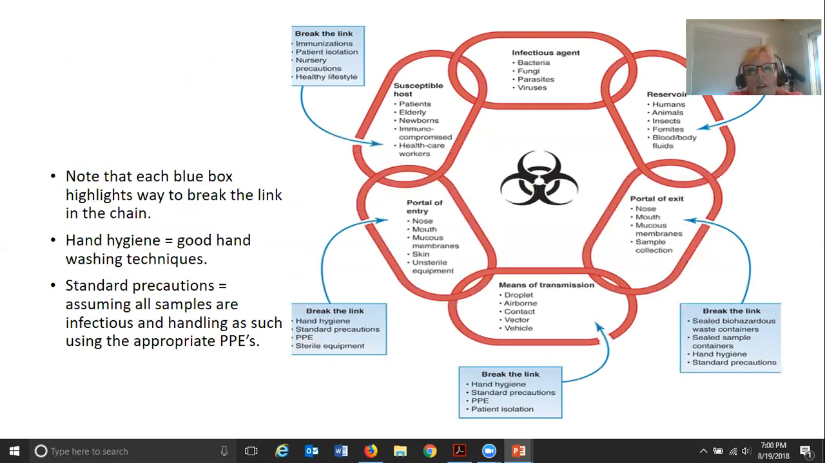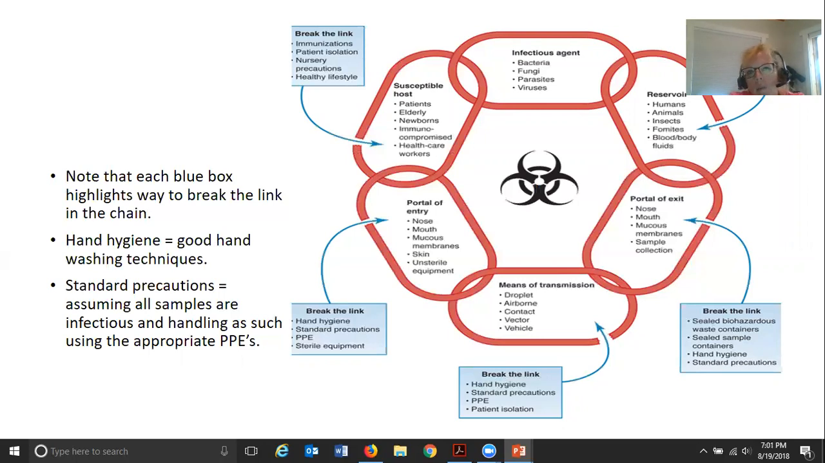When we talk about a susceptible host, patients, elderly, newborn, immunocompromised, and healthcare workers could all be susceptible hosts. So that's why we immunize people. That's why we may have to isolate patients. We're very careful with what happens in the nursery. You can't go up there if you have cold sores or certain illnesses, and we limit the number of people that can go into the nursery. Newborns are very susceptible. We also talk about healthy lifestyles for healthcare workers. People who exercise and eat right and take care of themselves, chances are they don't get as sick as often, and therefore they can't infect patients as often, and they stay healthier to take care of the patients who are sick.